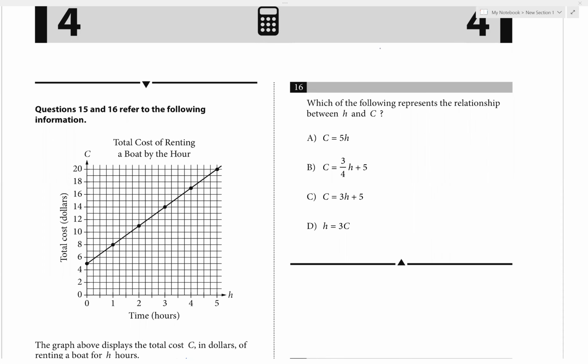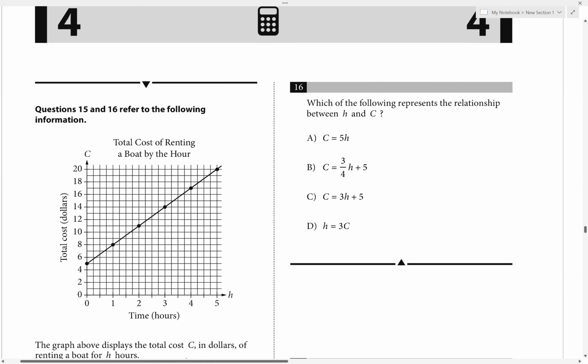Okay, number 16. Which of the following represent the relationship between H and C? All right, so we have all these. If you look, all these are like equations. We're trying to represent the relationship between H and C, and we have to use this chart, this graph here.